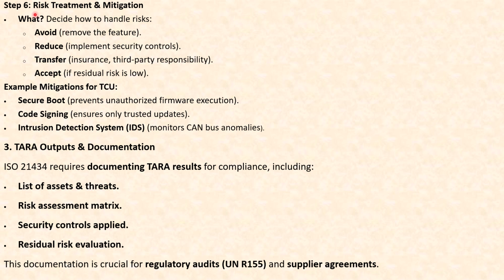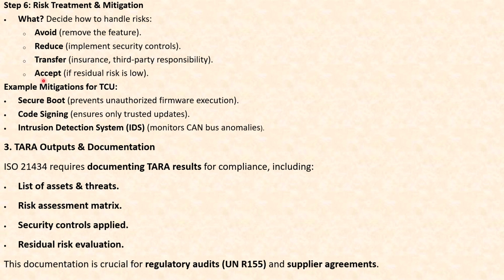Now when it comes to step 6, how do you decide how to handle the risks? There are various ways in which risk can be handled. First is to avoid, where you totally remove the feature itself, or you totally remove the risk itself. That is called avoiding. Next is reduce. You implement security controls. Next comes the transfer: insurance, third party responsibility. You transfer the risk to some third party like insurance companies.